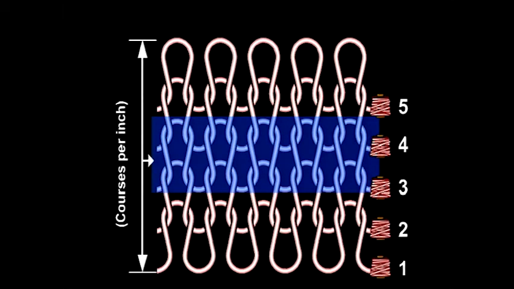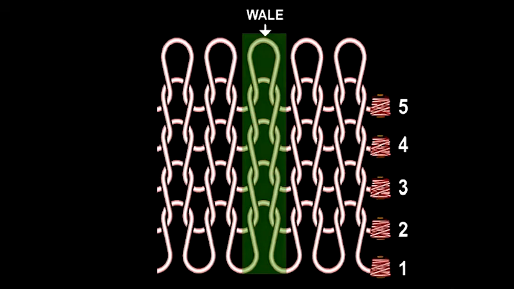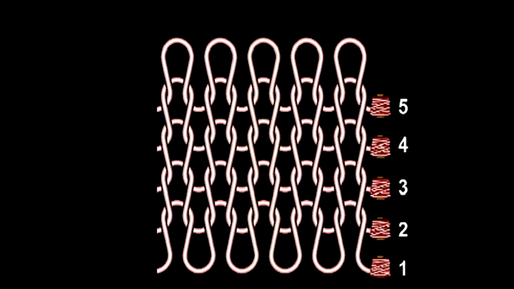Each vertical column of loops produced by the same needle knitting at successive knitting cycles is referred to as a wale. The wale count is measured by the number of wales per unit of width. If this drawing represents a width of 1 inch, then there are 5 wales per inch. This construction is called single jersey, since all needles knit all the time. Other stitches can be formed on the needles as desired to go with the basic jersey stitch.